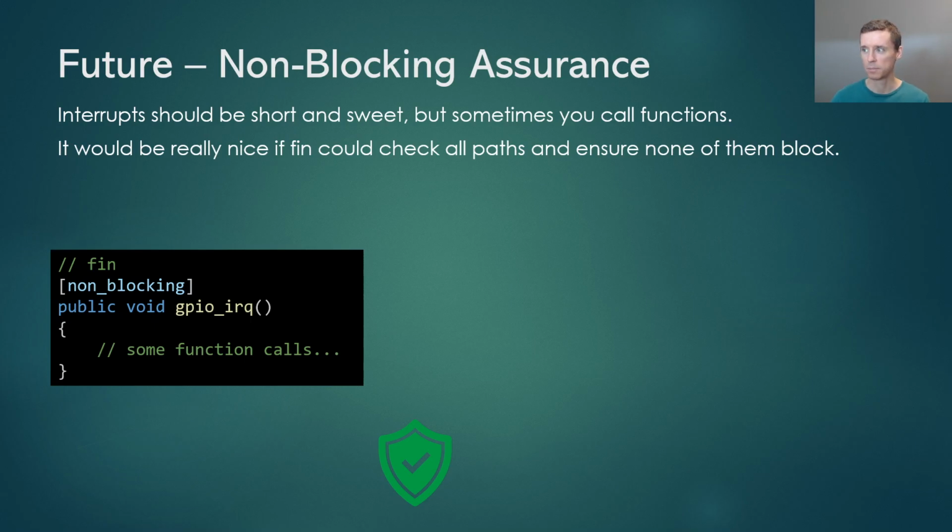So maybe that could look something like this, where we've got an annotation at the top saying non-blocking. This is some sort of interrupt here. And then Fin could go through and make sure that, hey, there's no possible way for any of these functions, or the functions that these functions call that call other functions, to block. That would be nice. So that would be helpful.